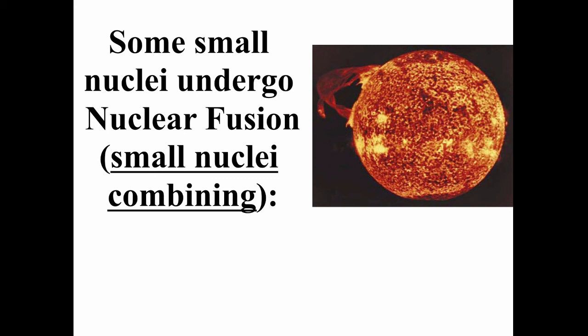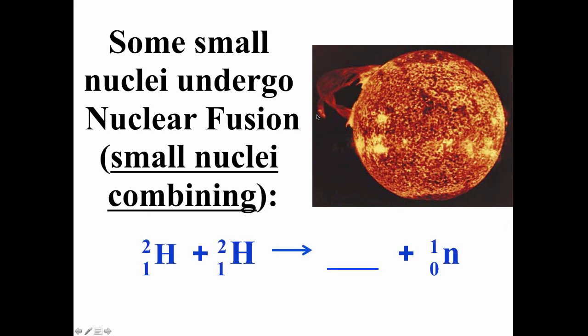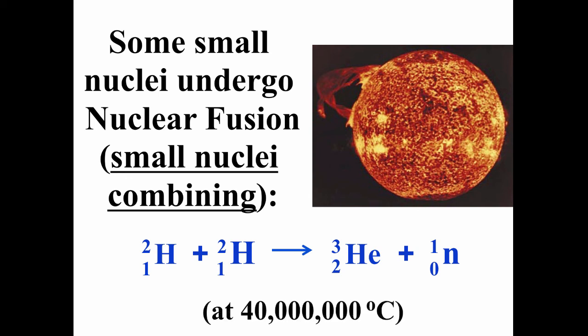Okay, now on the other end of the spectrum, we have some small nuclei that can undergo nuclear fusion. That's a combination of small nuclei. Here is an example of a fusion reaction. The isotope hydrogen-2 combines with another hydrogen-2 to make the slightly larger helium isotope, He-3, and a neutron. And there's all kinds of possible fusion reactions. They're always going to be small nuclei making bigger nuclei.